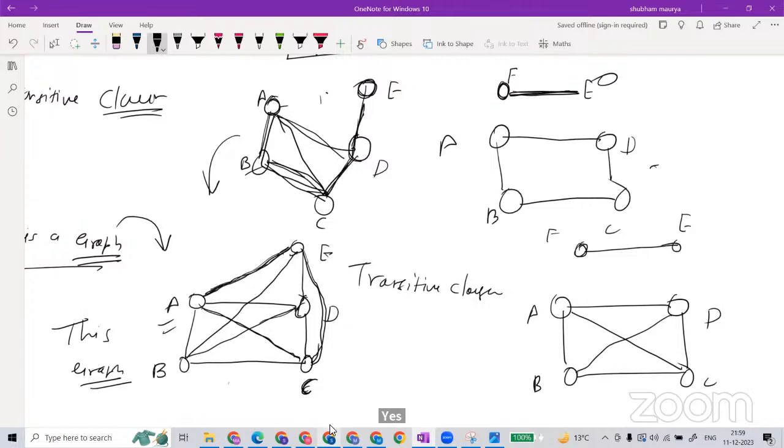That's all. Sir, if the graph is connected, then every vertex will be connected to the other vertices in the transitive closure? Yes, in transitive closure. Sir, can you explain again, what do we do with this transitive closure? I mean, what does it depict?